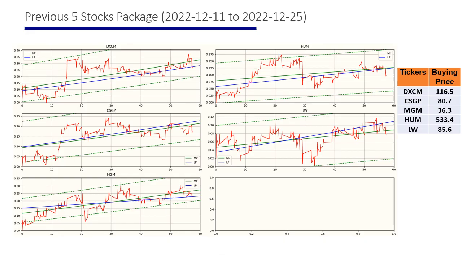As usual, let's first check the return of the previous package, and then I will show the next package for the next 2 weeks. I will show first the return of the 5 stocks package and then the 8 stocks package. Here is the package that I have shown in the previous video. These are the tickers of the stocks in this package, and the buying price means the price at market close on Friday afternoon. As usual, here you can see the price changes for each stock during 90 days, and these are the normalized prices. And now let's see the return of this package.